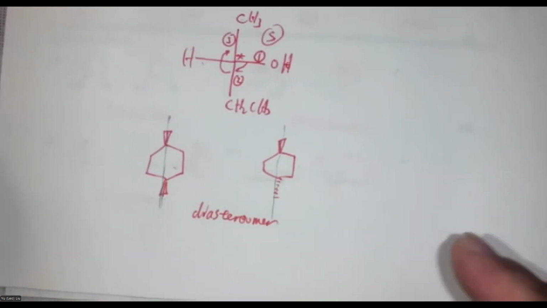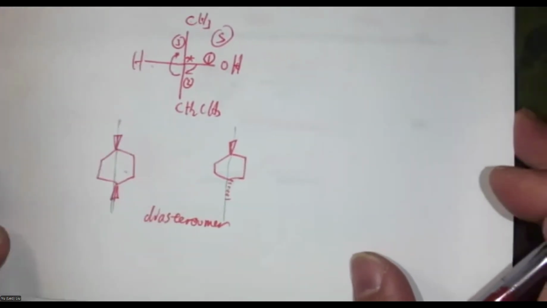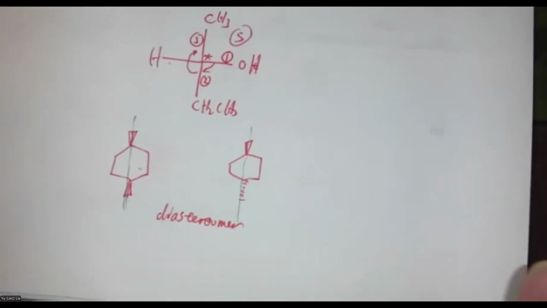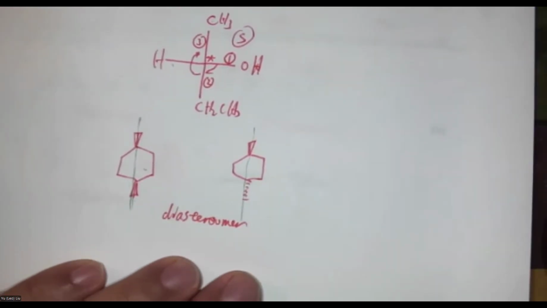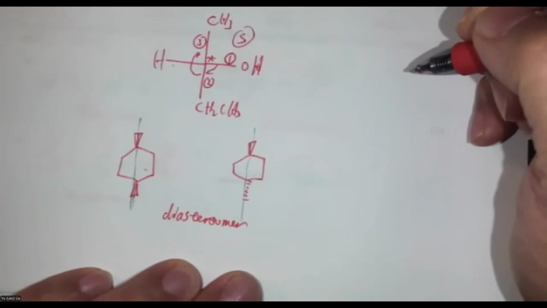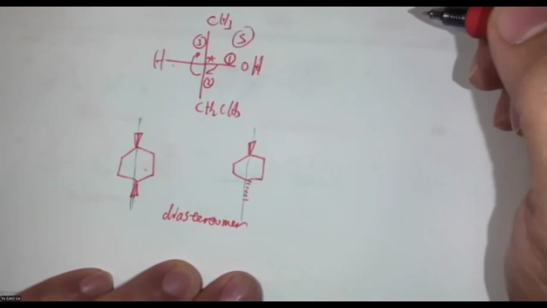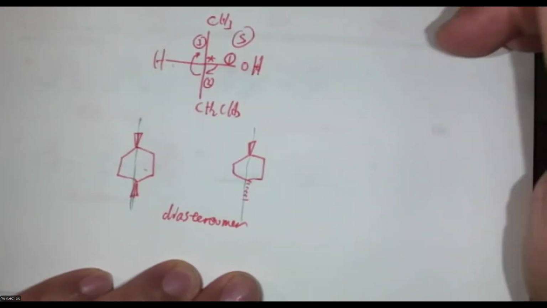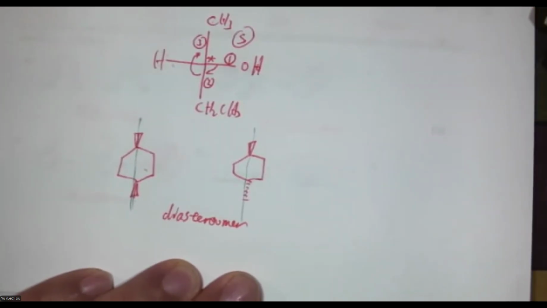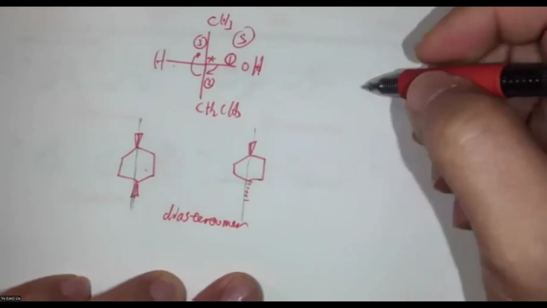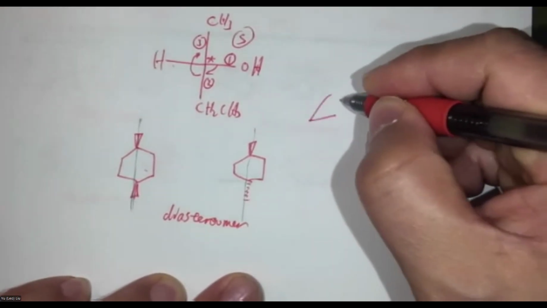Right, and then the last thing for this class. In the future, if an exam or quiz shows you two chair conformations, the easiest way is to convert them to the planar structure, and then you can also use R/S to identify the relationship. Let me quickly give you one example.